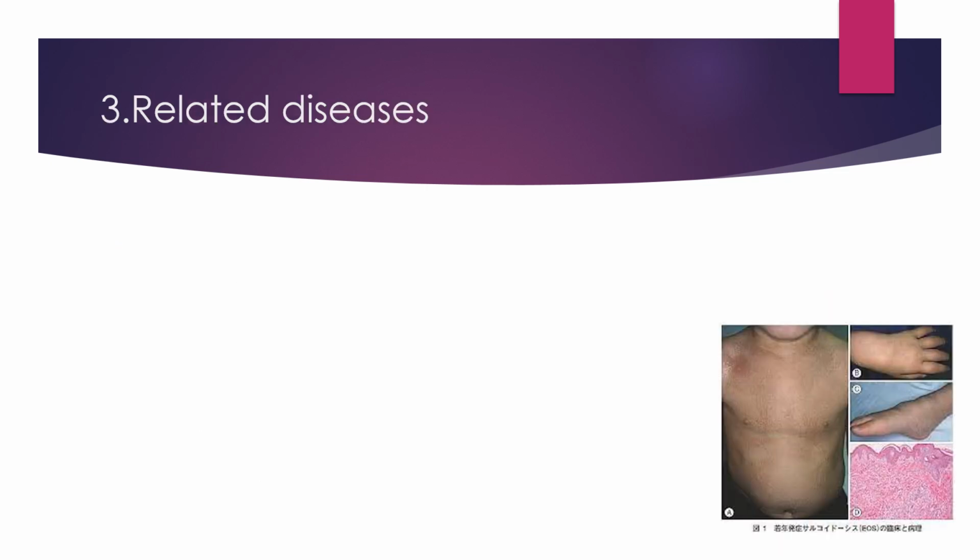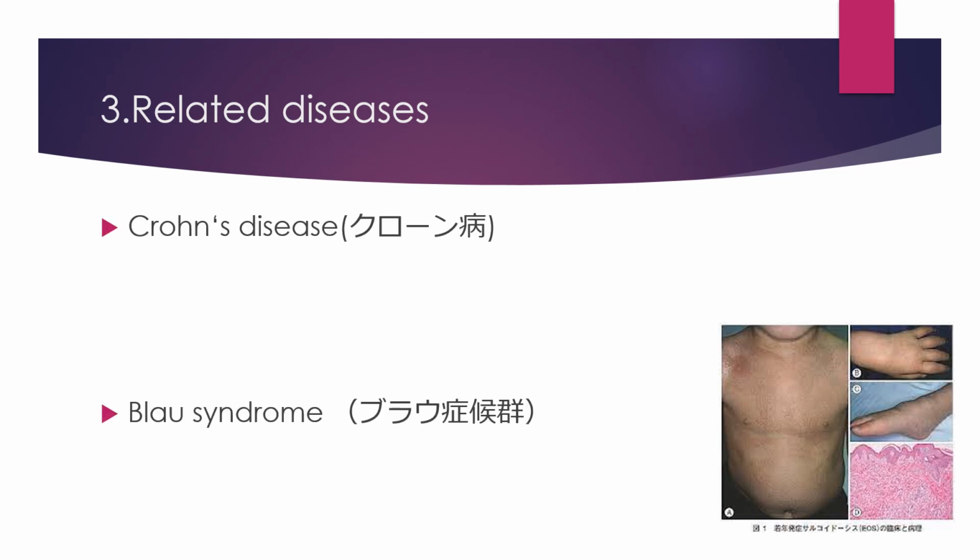Finally, we are going to explain related diseases. Crohn's disease and Brown syndrome are diseases associated with NOD2. Although the same NOD2 gene is abnormal in Crohn's disease and Brown syndrome, the location of the genetic abnormality is different in two diseases, with the difference that in Crohn's disease, NOD2 loses function, whereas in Brown syndrome, on the contrary, it is always active.